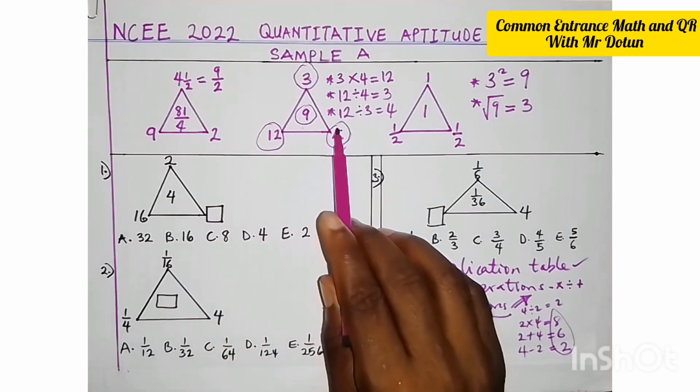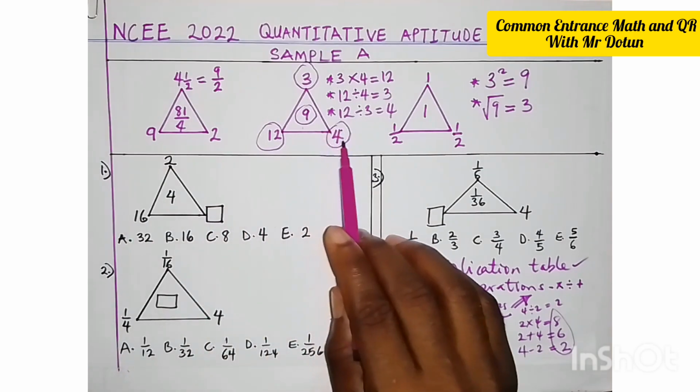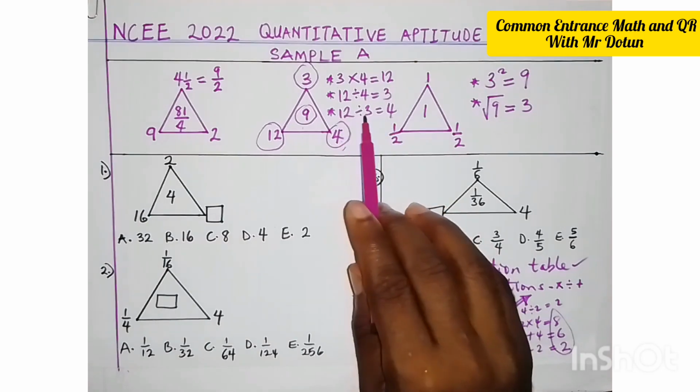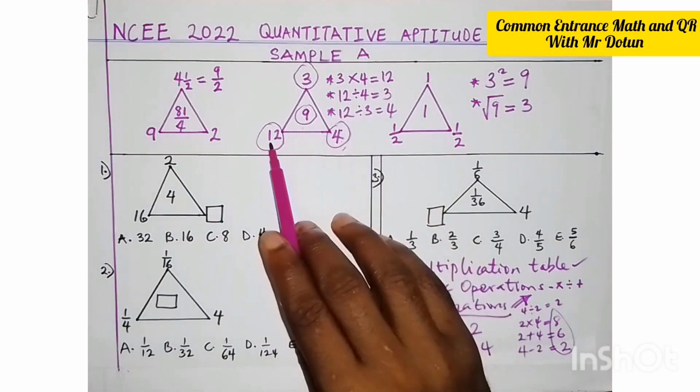What do we have in this position? We have 4. So how did I get the 4? I did 12 divided by 3. Where is my 12? Here.